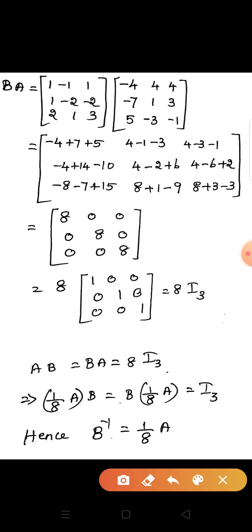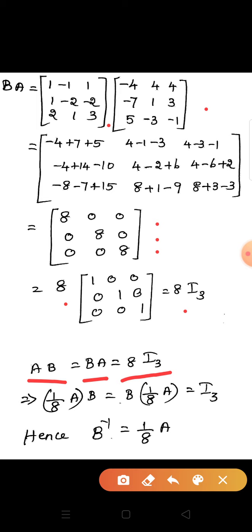Similarly, for BA, first we write B, next we write A. So we multiply these two matrices, and we get the same answer: 8 0 0, 0 8 0, 0 0 8. We take the common element 8, and we get the same answer, 8 into I3. Yes, we compare the two products AB and BA, and we get the same answer, 8I3.